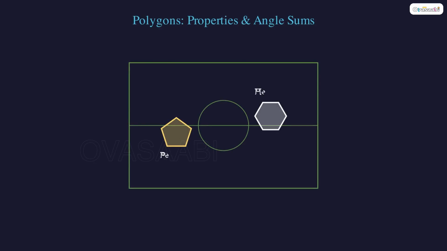Look at a football. Those black and white patches are pentagons and hexagons. These are polygons. Today we learn their properties and how to find their angle sums.